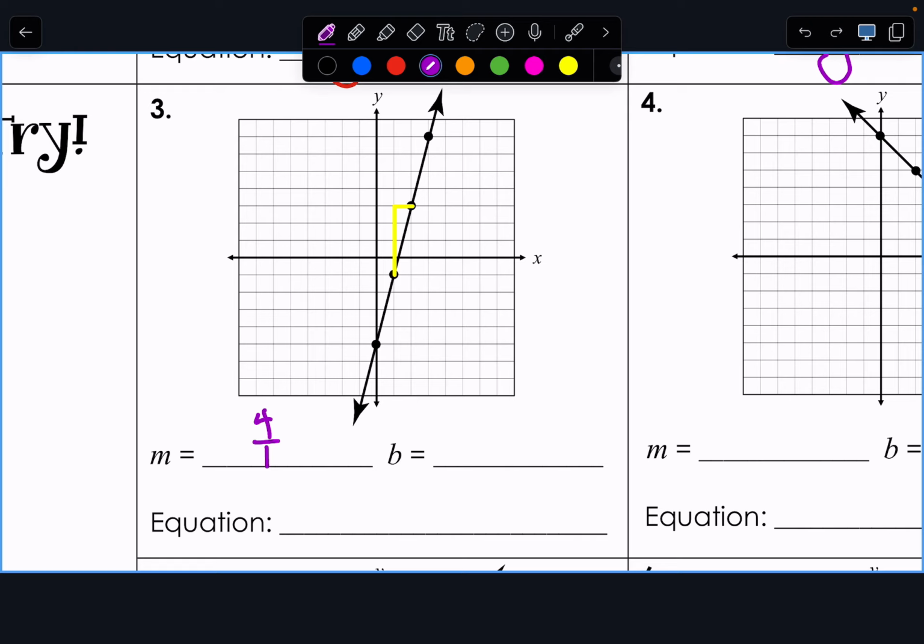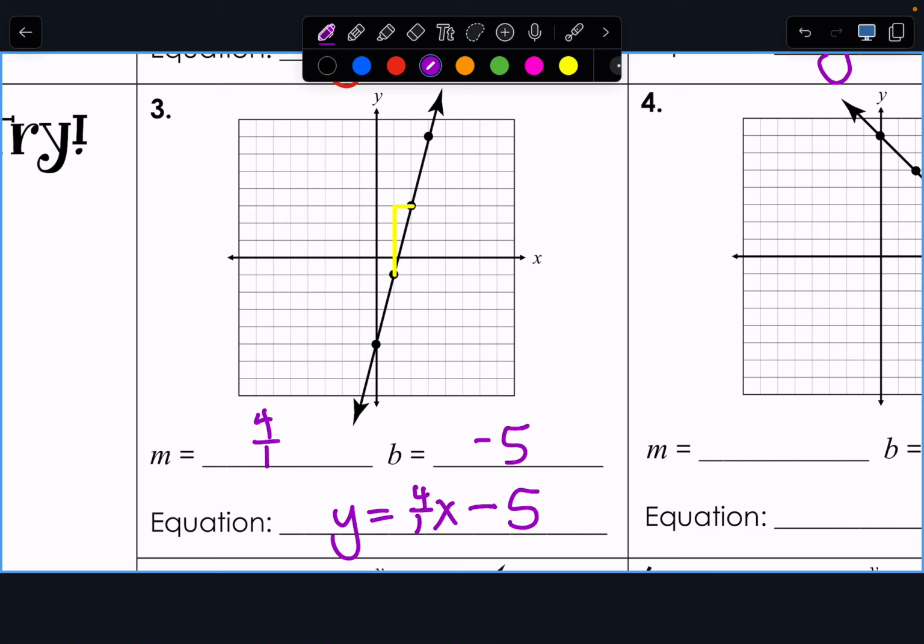Matthew, I'm going to give you a chance for redemption here. Where does it hit the y-axis? He's right, yeah. So what number is that? Going, so this is 0, negative 5. Okay, so y equals mx plus b.